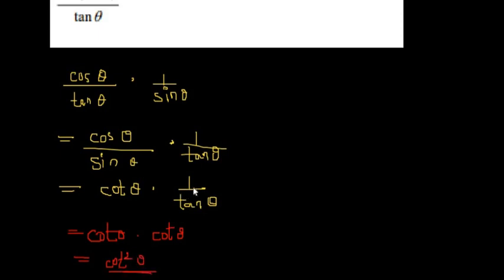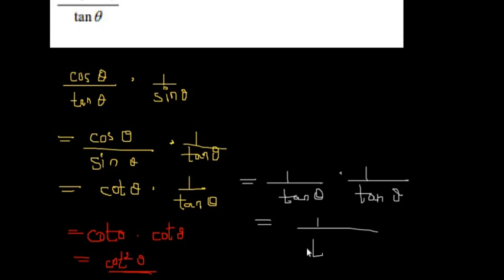If the answer is being asked in terms of tan, then what you can do here is, after this step, change the cot theta to tan theta using the reciprocal identity. So it becomes 1 over tan theta times 1 over tan theta. So you get it as 1 over tan square theta. So both the answers are acceptable. This is how you solve it.